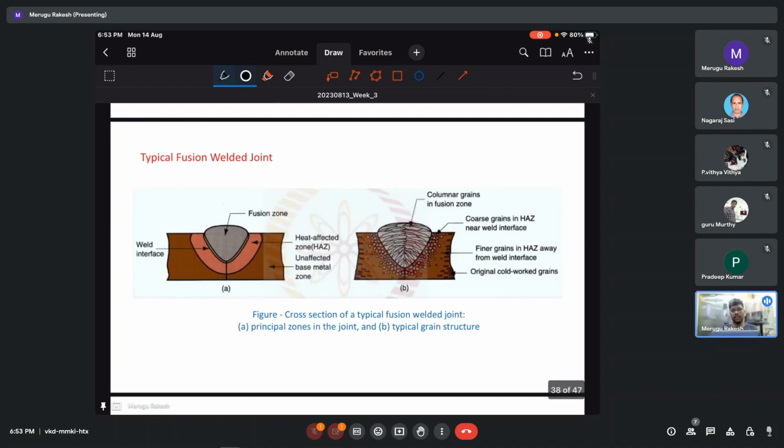So this is a typical cross section of a weld joint. On the left side, you can see briefly that we have a fusion zone, a heat affected zone, and an interface as well. Here, this is the interface, the fusion zone, and then the heat affected zone. The fusion zone is also called the weld zone. Then on the right side, you can see the actual microstructure. Zoom in a bit.